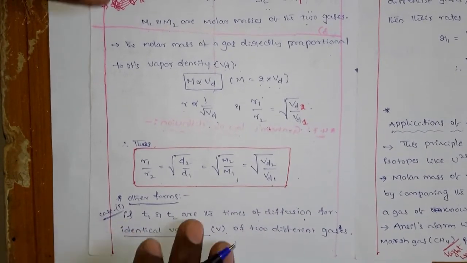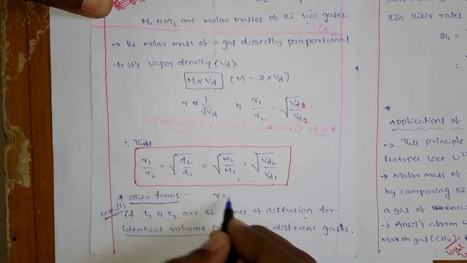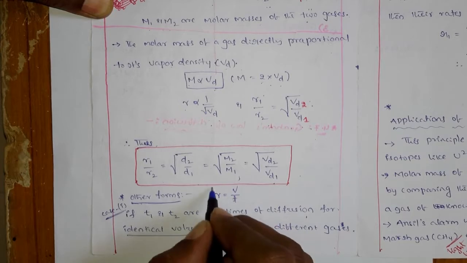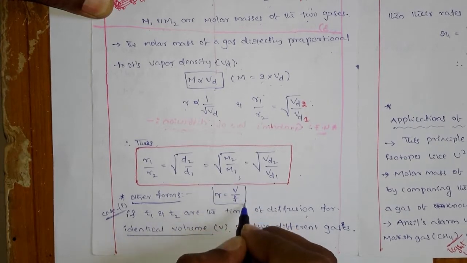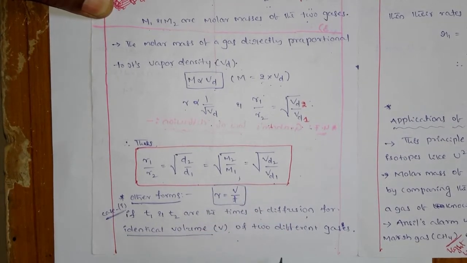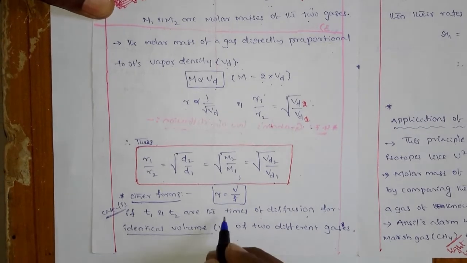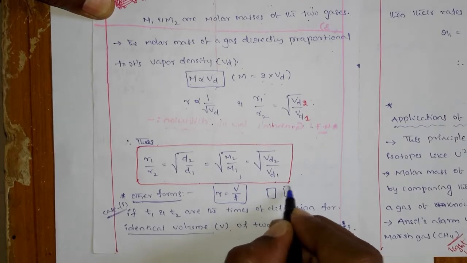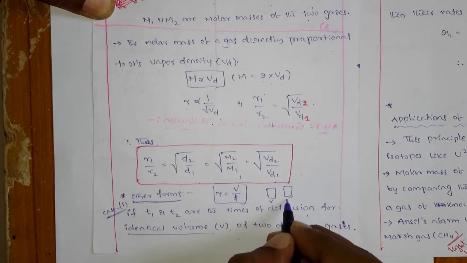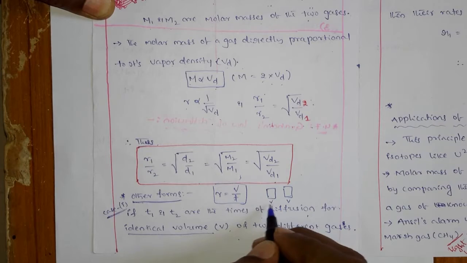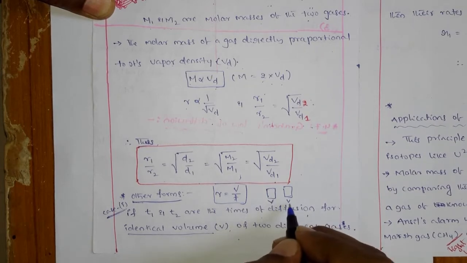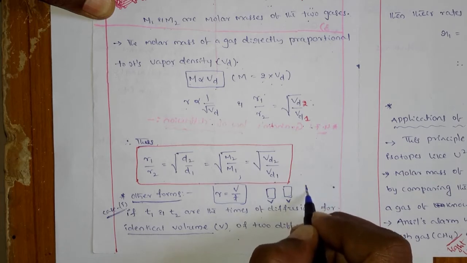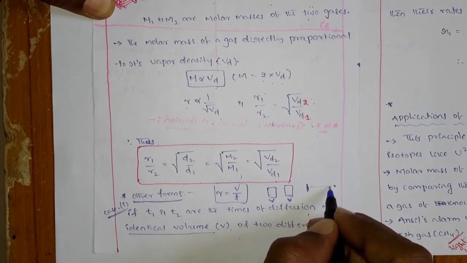You know what the rate is? The rate R is equal to the volume diffused divided by the time taken to travel. R is equal to V by T. Here you assume there are two gases with the same volume V, but the time taken to spread from one place to another place is different. Here you have the spread, and it has to go from here to here.